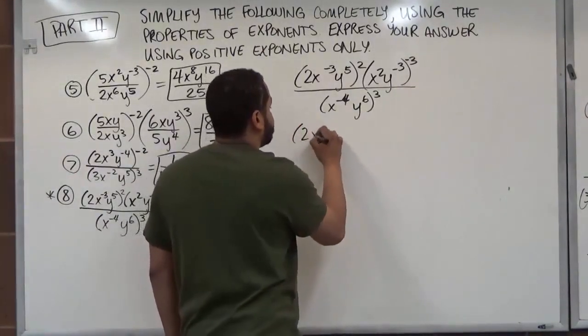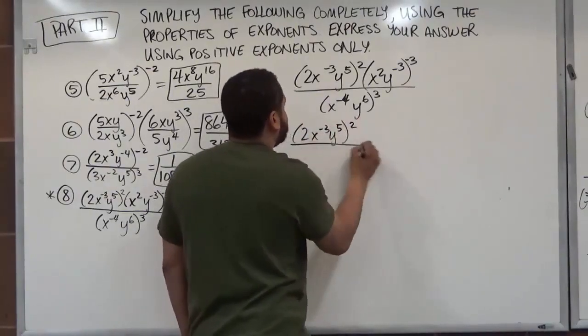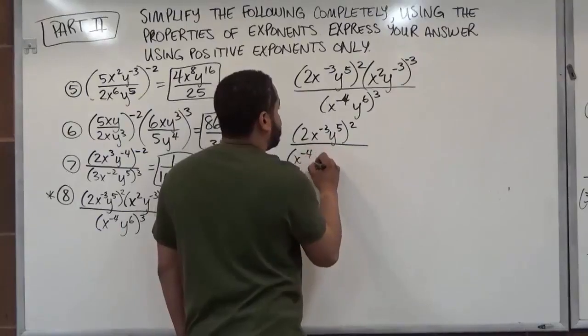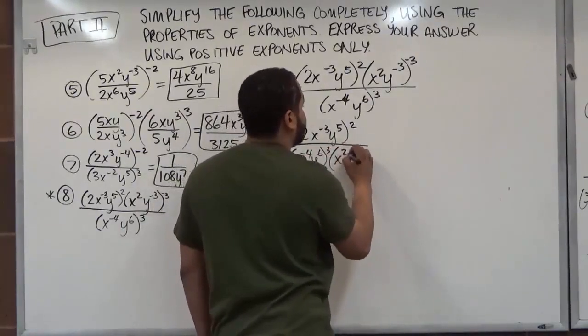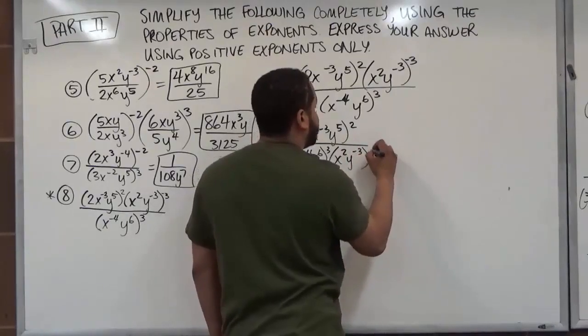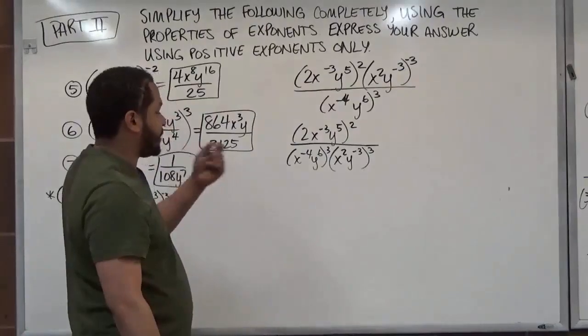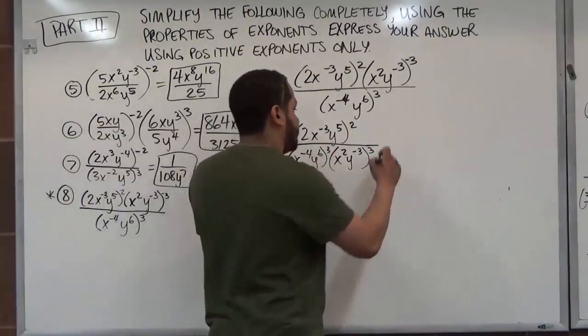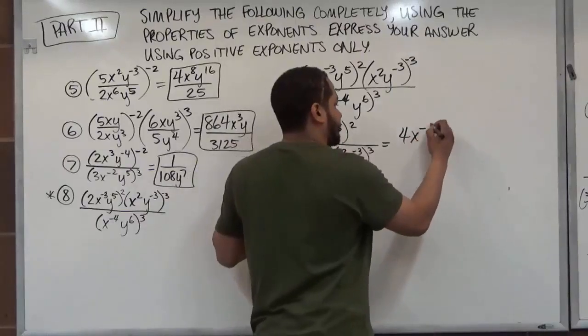We have 2x to the negative third, y to the fifth, to the second, over x to the negative fourth, y to the sixth, to the third, and this is going to be x squared, y to the negative third, raised to the third power once we do the sign change, right? Now let's expand each term. So we have 2 squared here. That's 4. X to the negative third times 2 is x to the negative 6.